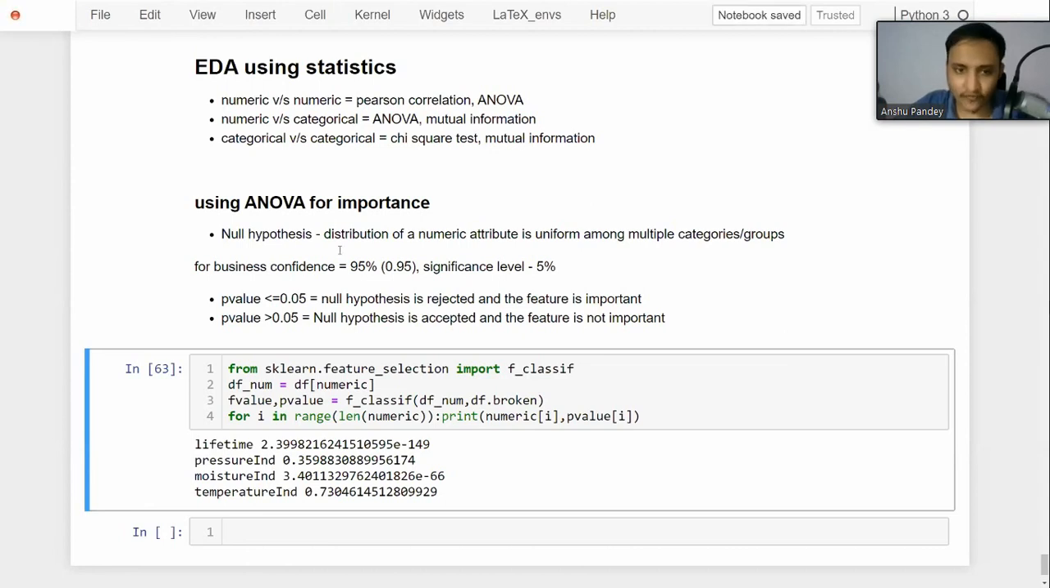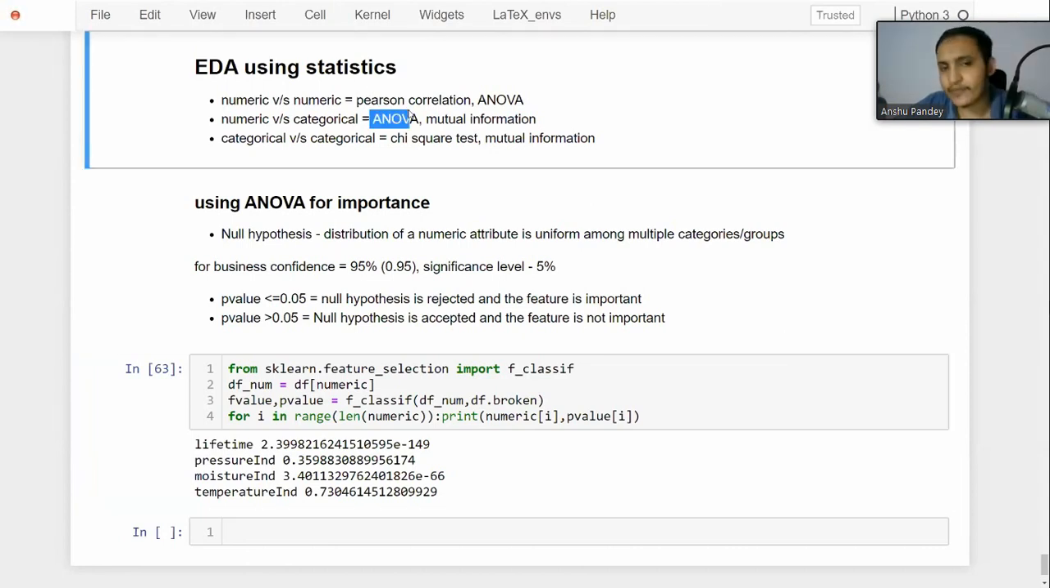There are similarly other methods, but each method doesn't have a p-value. For example, p-value is there with ANOVA, and chi-square test also has a p-value. Pearson has correlation values which are between -1 to +1. Mutual information has other values between 0 to 1. So these are different values that we make sense of, and we interpret whether the feature is important or not.